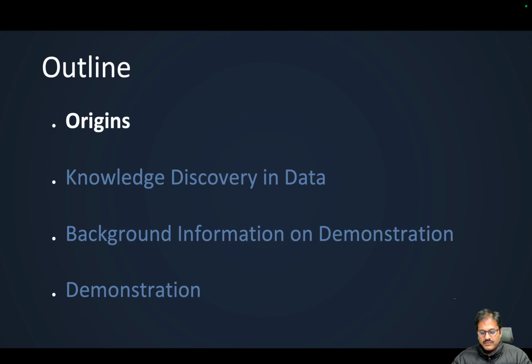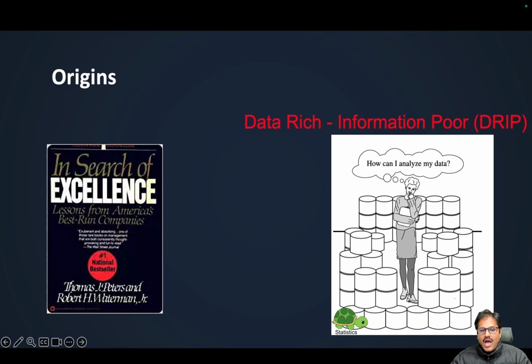Origins. Thomas and Robert have interviewed many entrepreneurs in America and reported an important problem faced by them. That problem is the data rich, information poor situation. So, what is this problem?